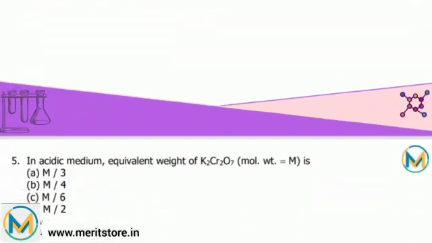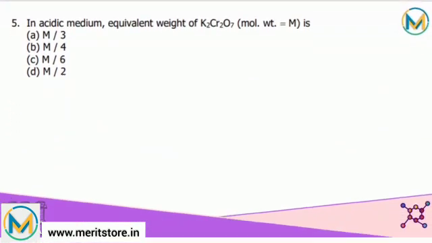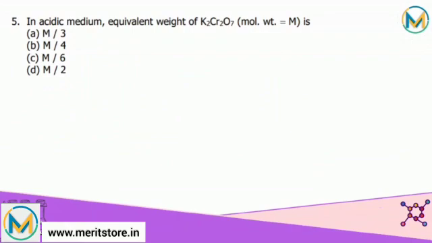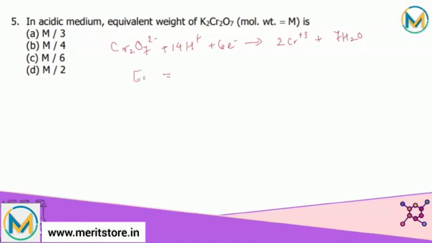Moving towards the last question. In acidic medium, the equivalent weight of K2Cr2O7, if molecular weight is M. K2Cr2O7 dissociates as Cr2O7 2- ion and participates in the reaction in acidic medium like 14H+ plus 6 electrons give two Cr3+ plus 7 H2O. Now the equivalent weight of K2Cr2O7 is equal to molecular weight upon 6.